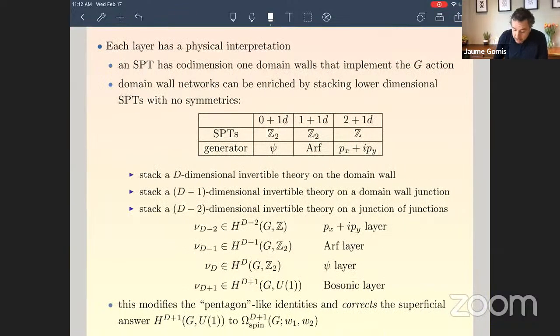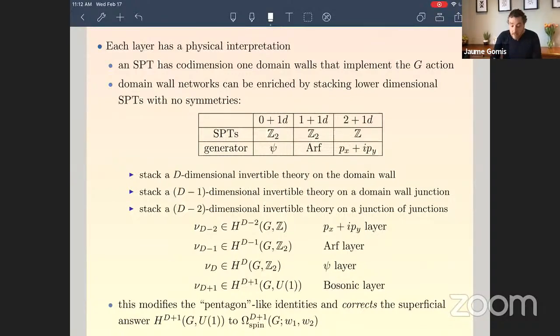The first layer is just the bosonic layer, that's the naive answer. Then on the domain walls, you may be able to decorate by some Majorana layer, and in the intersections, you could have an Arf layer stacking it. In another codimension, you can have a p+ip layer depending on the dynamics.